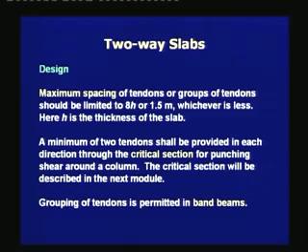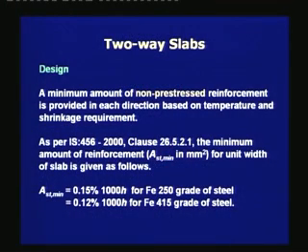Grouping of tendons is permitted in band beams. That is, the purpose of having a wide beam is to accommodate the tendons in its width. A minimum amount of non-prestressed reinforcement is provided in each direction based on temperature and shrinkage requirement.